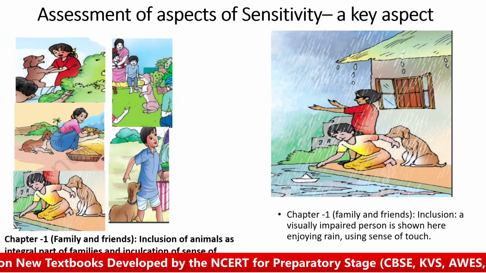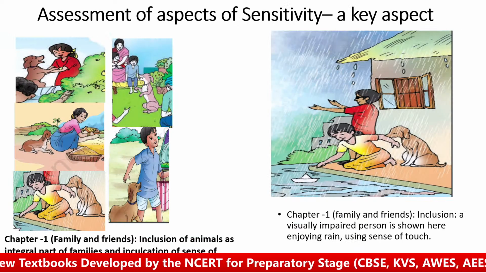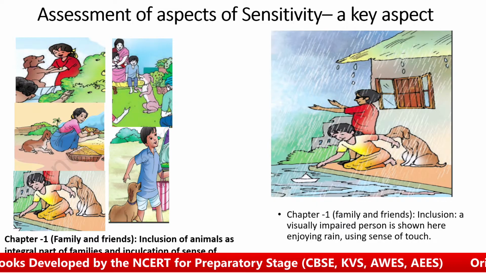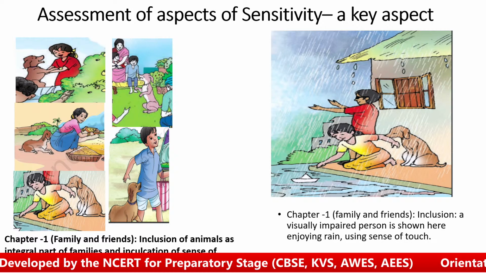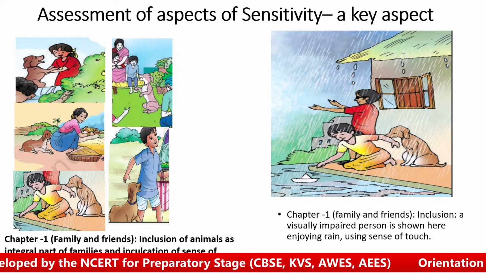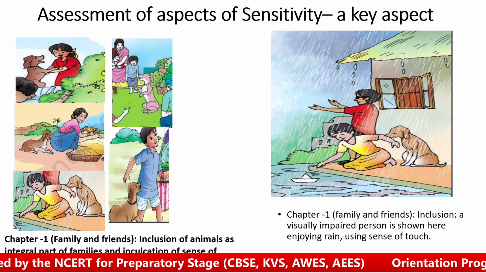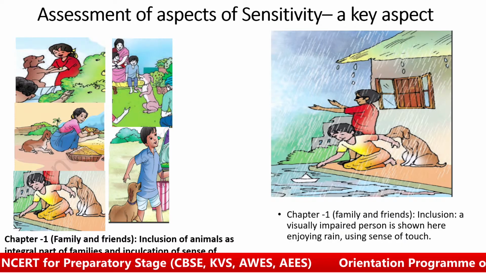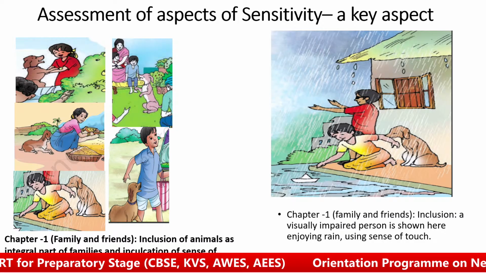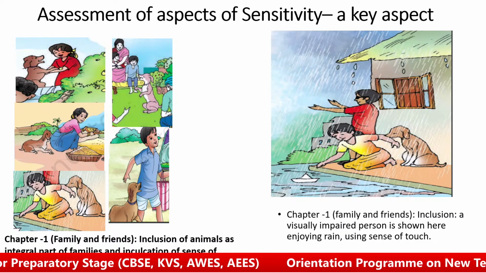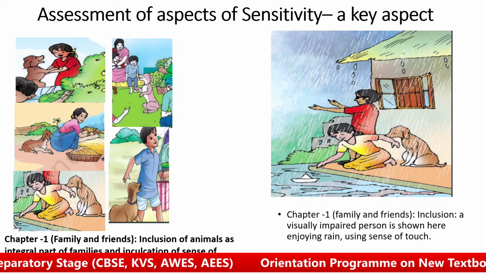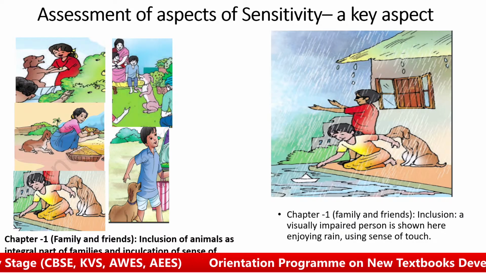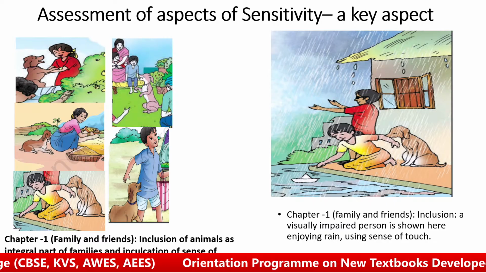Another example we have given in our textbook is related to assessment of aspects related to sensitivity, which is a key aspect. So there's an image from chapter number 1, Family and Friends, where small children are playing with their pets, and it shows how inclusion of animals is shown as an integral part of the families, and that inculcates the sense of empathy and care for animals.